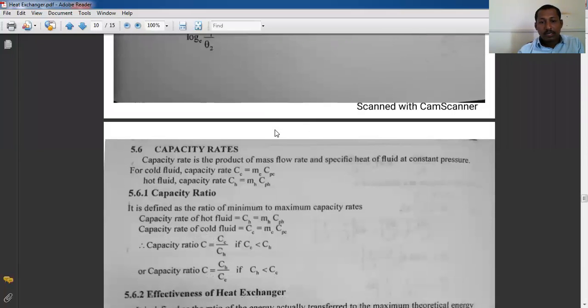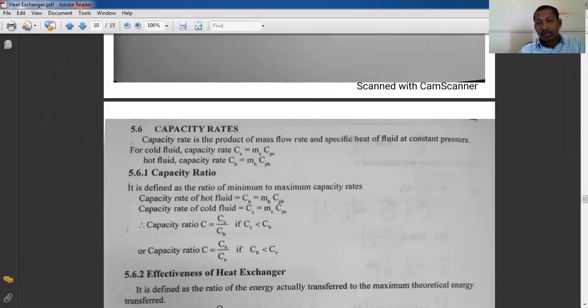Now capacity rate is the product of mass flow rate and the specific heat of the fluid at constant pressure. Cc is equal to mc cpc, Ch is equal to mh cph. Capacity ratio is defined as the ratio of minimum to maximum capacity rate, that is Ch by Cc or Cc by Ch. Whichever is the maximum you have to take in the numerator, whichever is the minimum take in the denominator. C is equal to Ch by Cc if Cc is less than Ch, or C is equal to Cc by Ch if Ch is less than Cc.